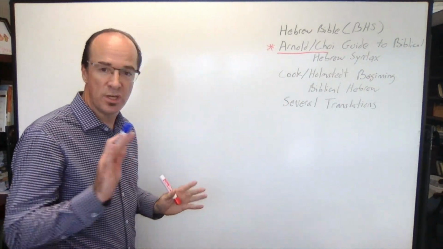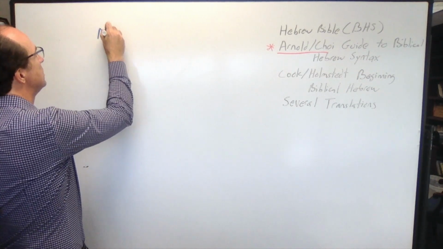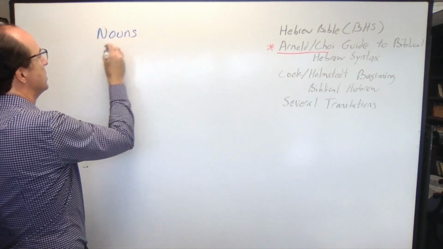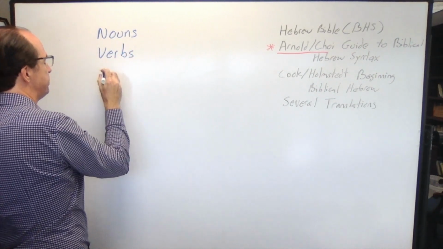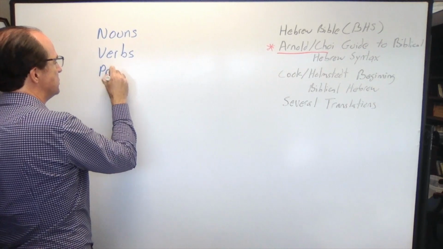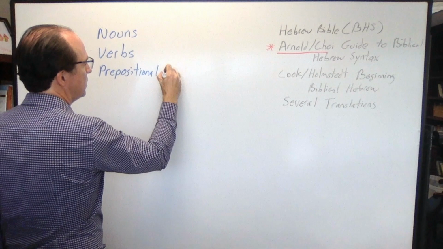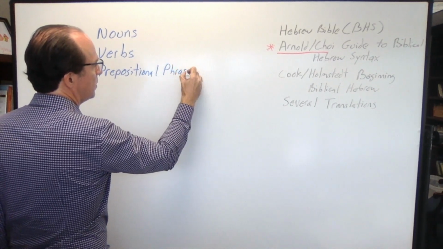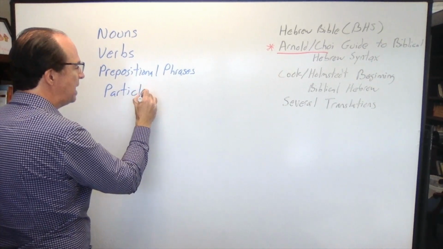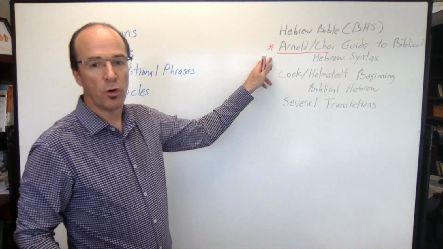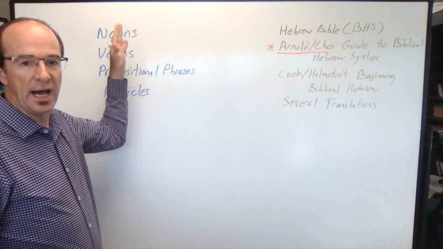But the parts of speech that we're going to focus on for this class is we're going to look at nouns, verbs, prepositional phrases or prepositions, and particles. And if you look at the table of contents for the Arnold Choi book, you'll see that the table of contents is organized around these.